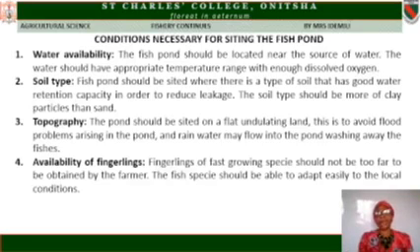Then availability of fingerlings. Fingerlings of fast-growing species should not be too far to be obtained by the farmer. The fish species should be able to adapt easily to the local conditions of that place.